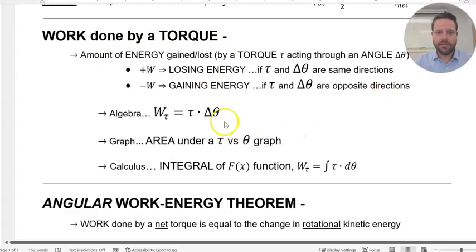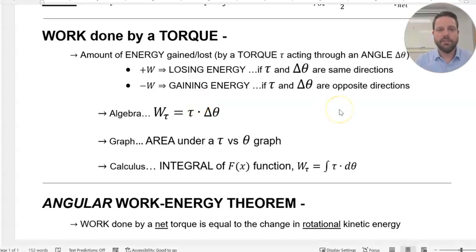So now let's take a look at some of the details of this in more specific. So we can look at gaining and losing energy as work being positive or negative, right? Just like with force and distance. Algebraically, we can simply just take torque times delta theta, assuming that torque is constant for all duration of that delta theta. If we're given a tau versus theta graph, then area would give us the work done by that. And if we're given, sorry, this is a typo, tau as a function of theta, then we can integrate that function using this expression here.